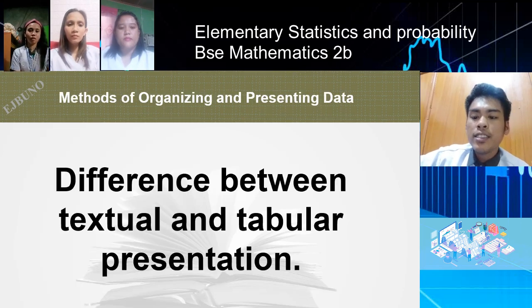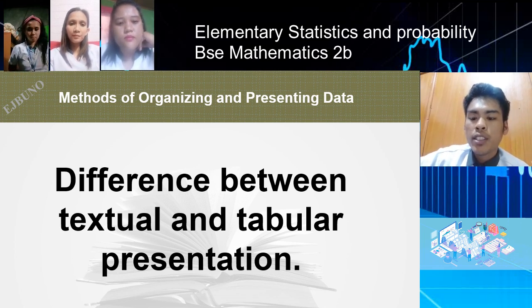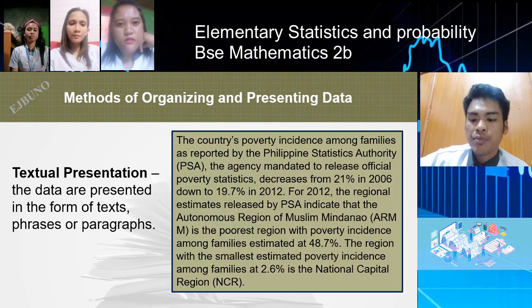Methods of organizing and presenting data. To make sense out of this data, you will have to organize and summarize it in some systematic fashion. The most basic method for organizing data is to classify the observations into a frequency distribution. But before that, we need to know about the textual presentation and tabular presentation.